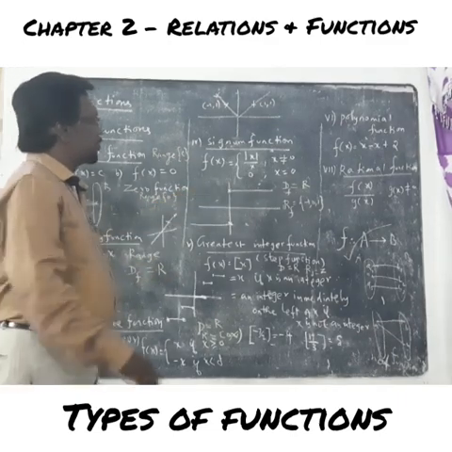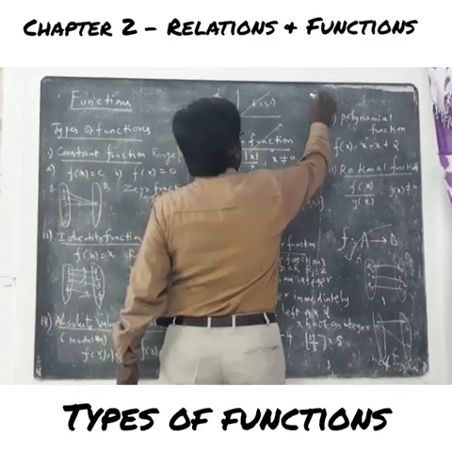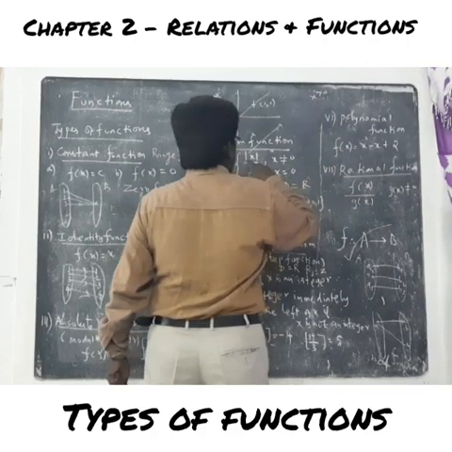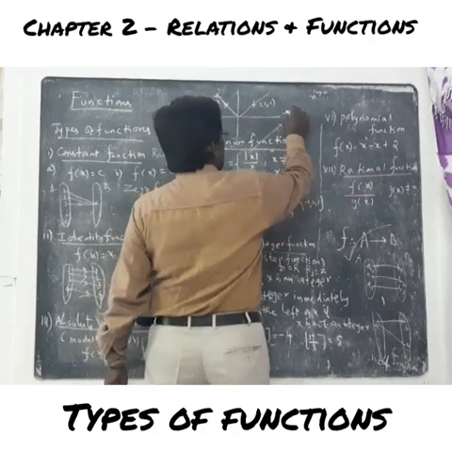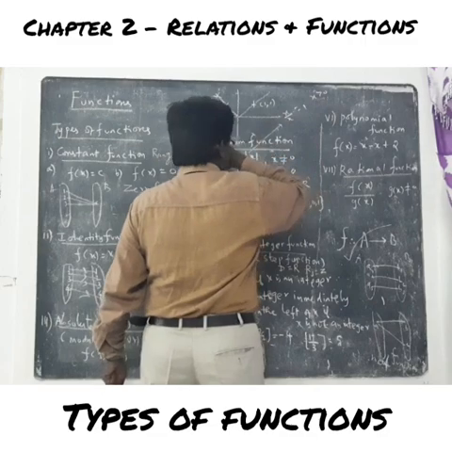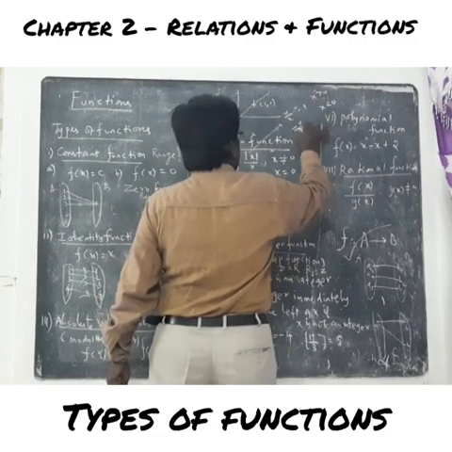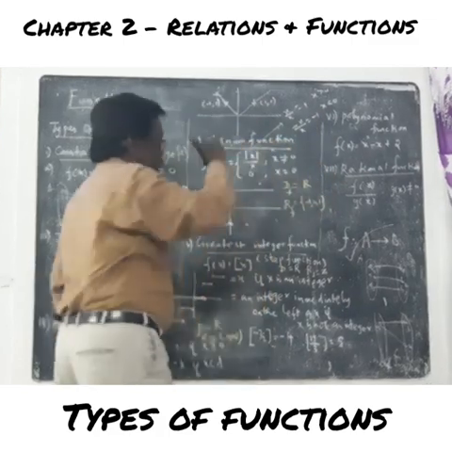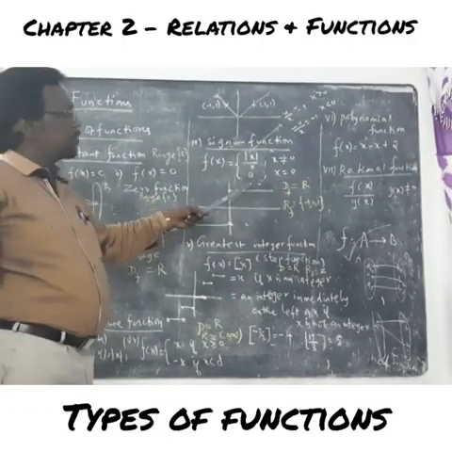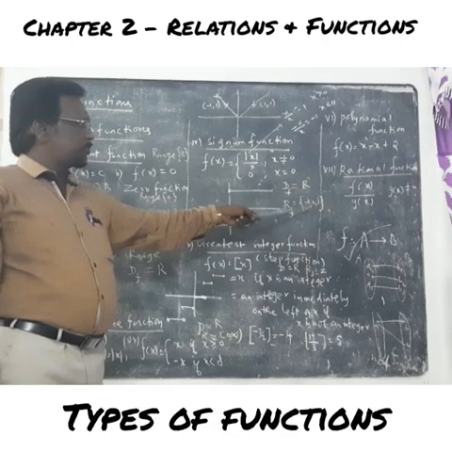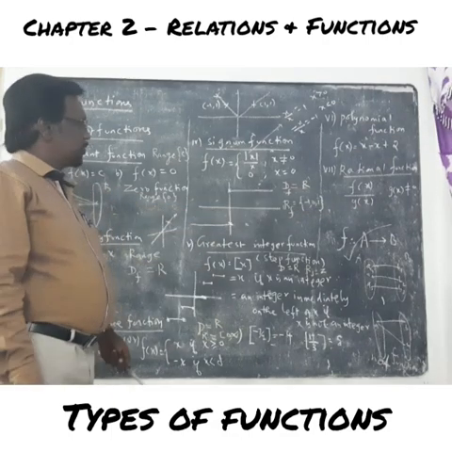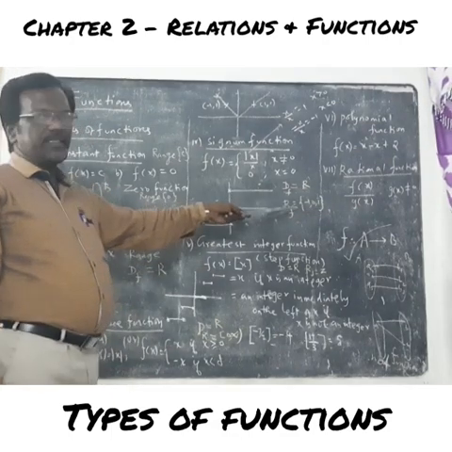Suppose x is less than 0, or if you take x greater than 0, it becomes x by x, so that is equal to 1. For x less than 0, it is minus x by x, so equal to minus 1. For x equal to 0, it already has the value 0. So the range set is minus 1, 0, 1. That means only 3 values are in the range.